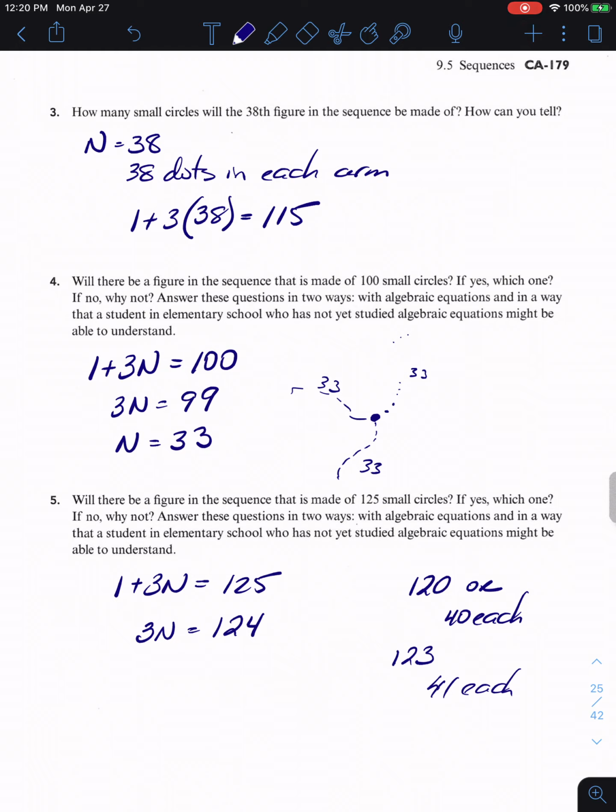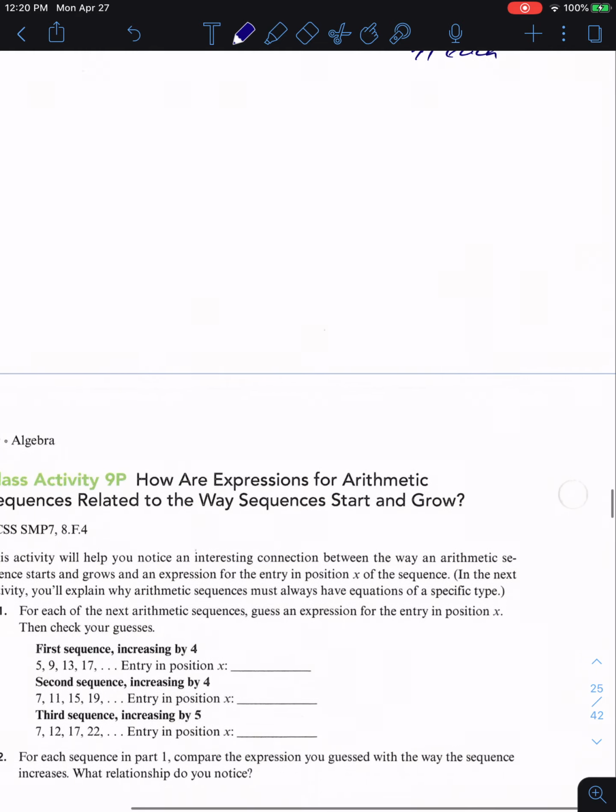Right? So notice again, we're really making sense of what the problem is. We're making sense of it, we're trying to draw it, we're trying to visualize it. And then if there's algebra to be used, we're using it as a tool on top of our understanding, not instead of our understanding.